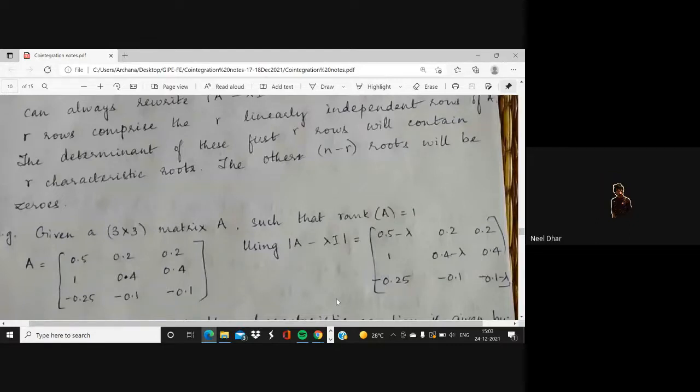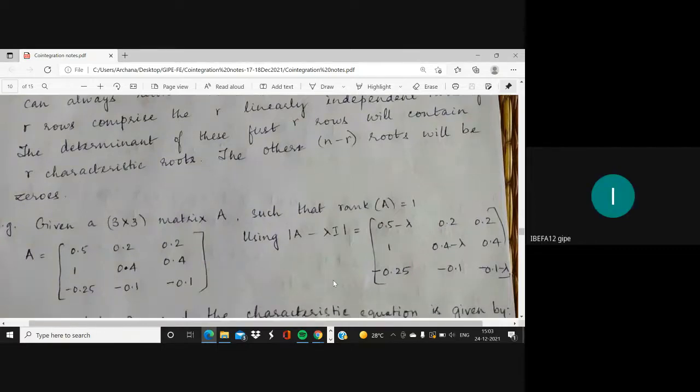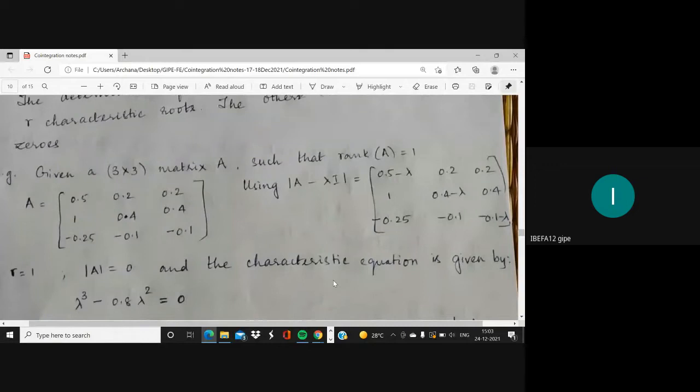I think the second answer might be right, with positive 0.8 and 0. You should have 3, no? Yeah, 0, 0 and 0.8. Fine. This is the equation that you all got: lambda cube minus 0.8 lambda square is equal to 0.